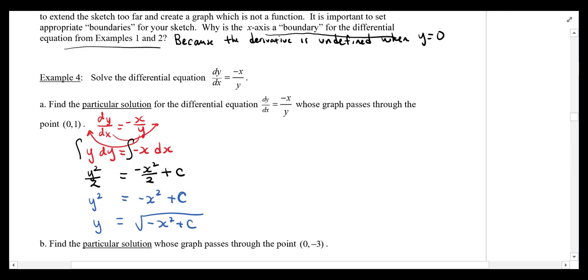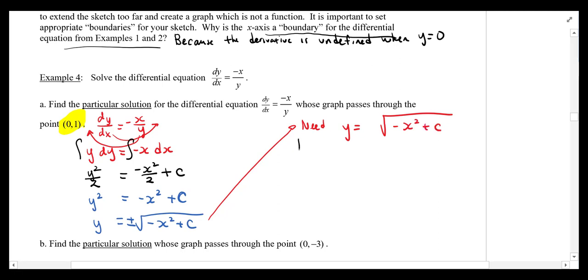Don't forget when you do this to have a plus minus, but wait, you now need to determine which one of these square root graphs to actually use, okay? Look at the actual point I gave you. Can you see how the y value is positive? So because the y value is positive, you need to use the positive root, or you won't be able to get a positive y value.